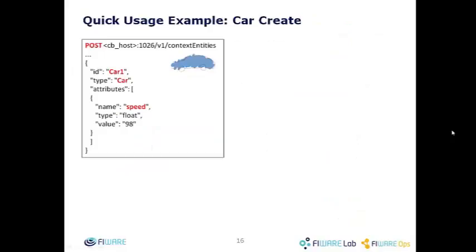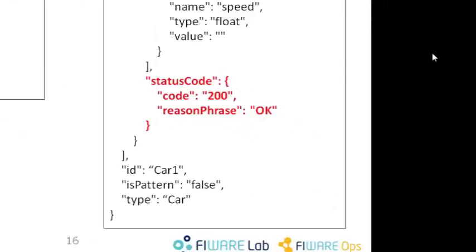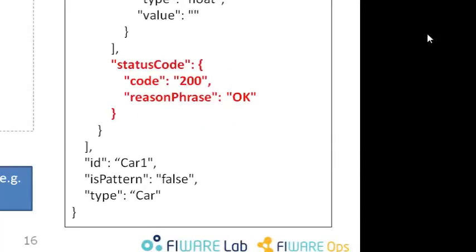And this is an example of the context producer writing the value for the attribute of an entity. It's using a POST HTTP request, and it's using a JSON object to create a car. It gives an ID and the value for the attribute speed. The context broker would reply with an OK, saying that the create operation went fine.